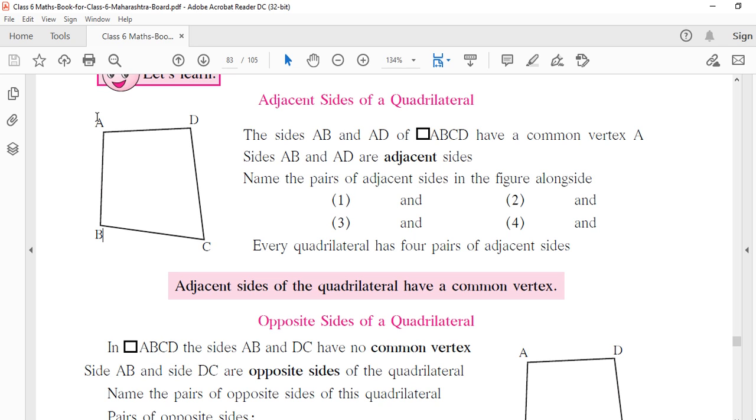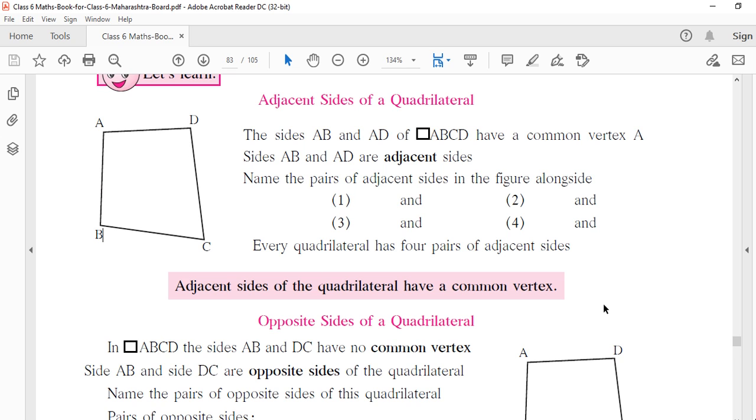If you have to write adjacent sides, AB का adjacent कौन है? AB's adjacent sides are AD and BC. So you can write side AB and side BC are adjacent sides. You can also write side AB and AD are adjacent sides. Side CD and BC are adjacent sides. Side CD and AD are adjacent sides. This was adjacent sides.